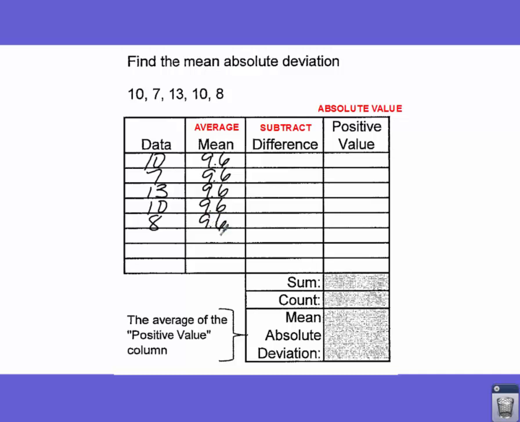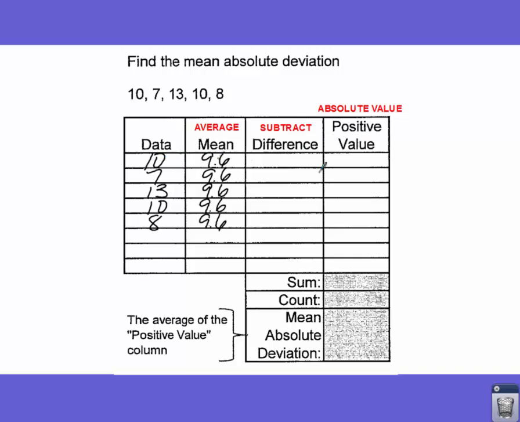And now what we need to do is find the positive difference between the data point and the mean. Okay, so we want the positive distance. So I'm going to do the subtraction, but I'm going to go ahead and take the absolute value of that, so it's going to be positive.